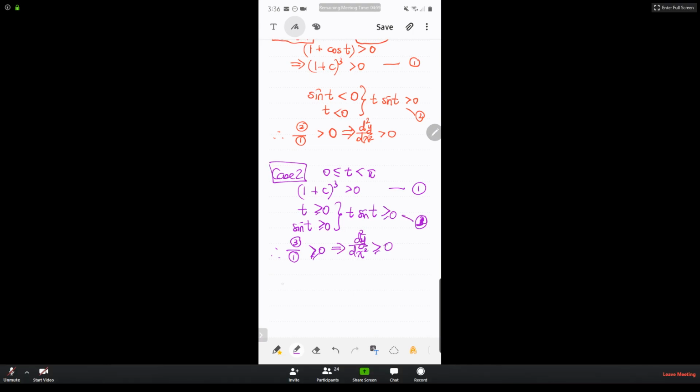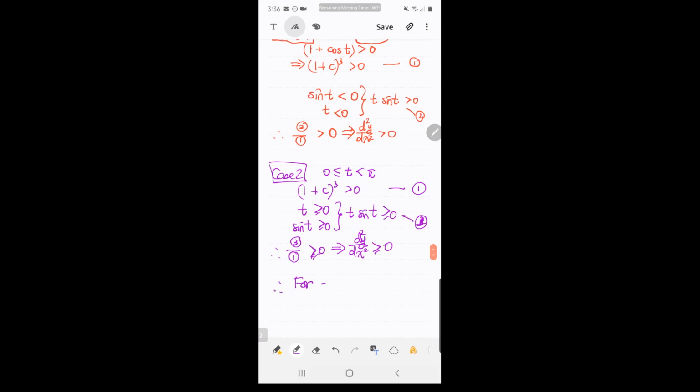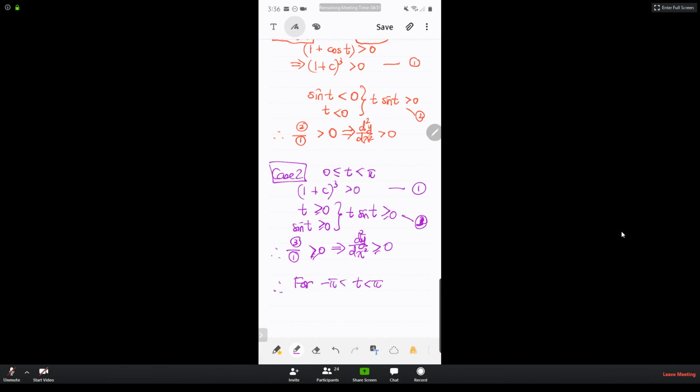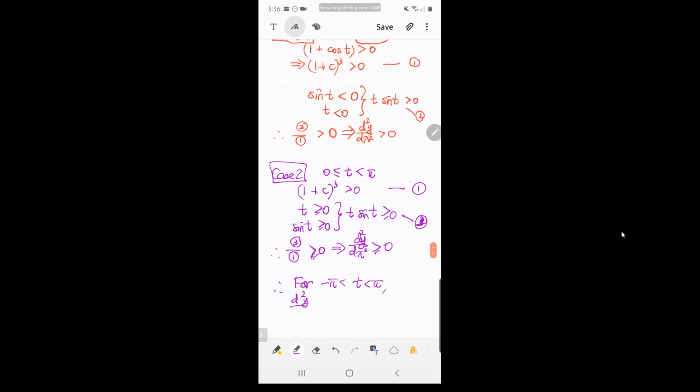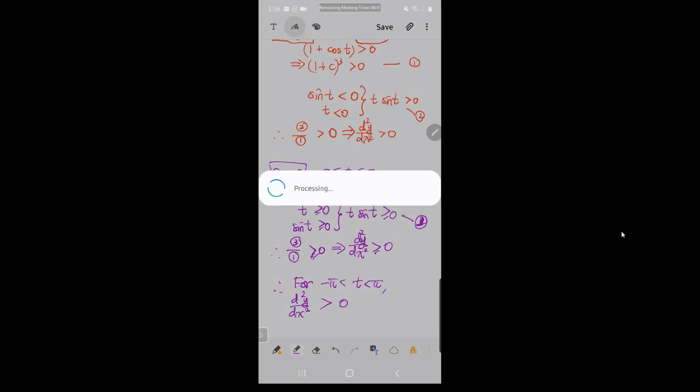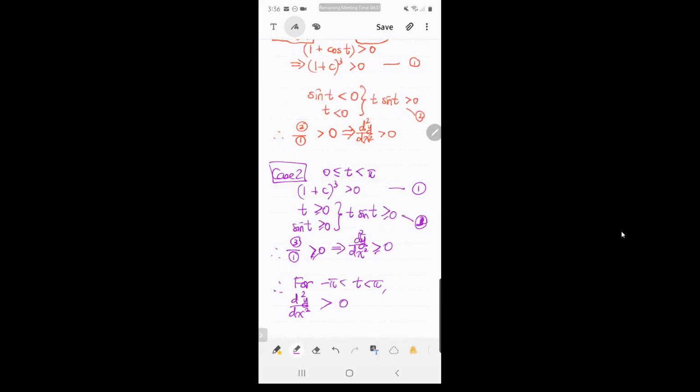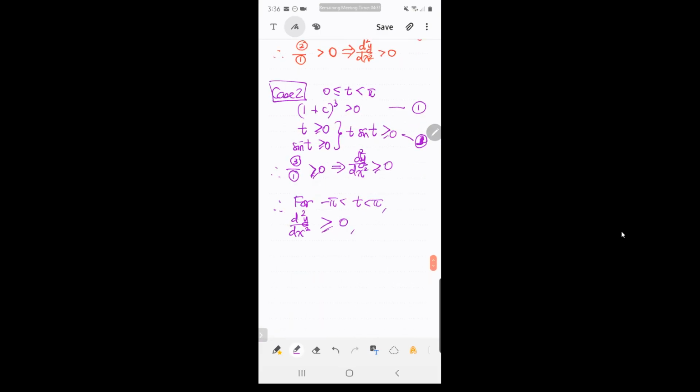So therefore, in conclusion, you can now write down: for t in between negative pi to pi, our d2y dx2 is always greater than or equal to 0, it doesn't matter. Okay, so you cannot stop here. You have to write down what it means by greater than or equal to 0. So it follows that, or you can say by theorem, whatever. It follows that now you can say dy dx.